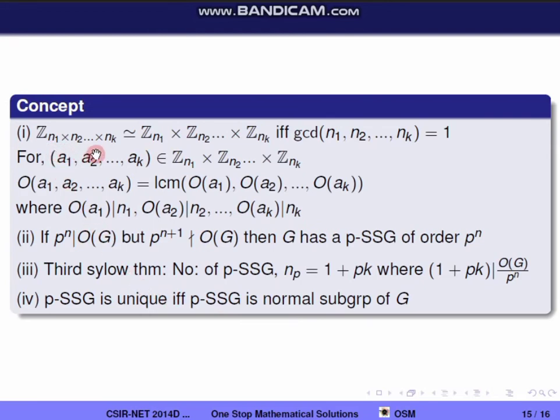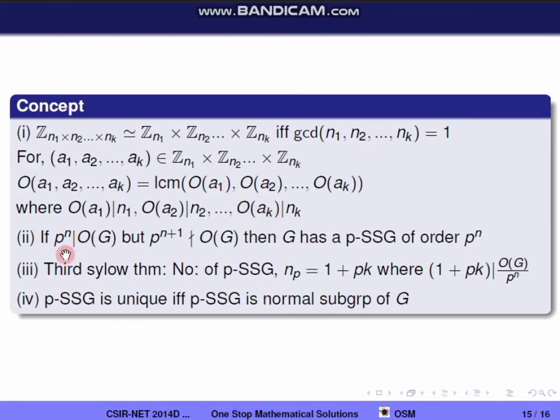Z_n1 × Z_n2 × ... × Z_nk is isomorphic to Z_(n1·n2···nk) if and only if the GCD of n1, n2, ..., nk is equal to 1. For the element (a1, a2, ..., ak) in Z_n1 × Z_n2 × ... × Z_nk, the order of the element (a1, a2, ..., ak) is the least common multiple of the order of a1 in Z_n1, the order of a2 in Z_n2, and so on up to the order of ak in Z_nk, where the order of a1 divides n1, the order of a2 divides n2, and so on up to the order of ak dividing nk.